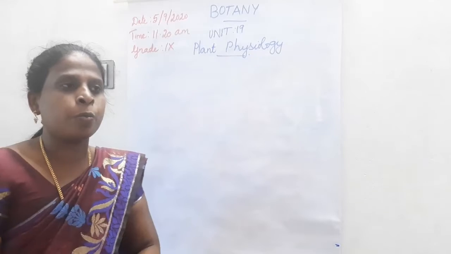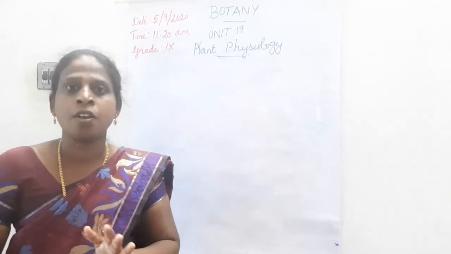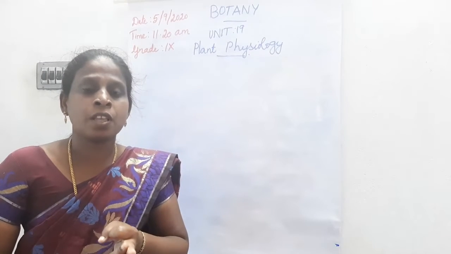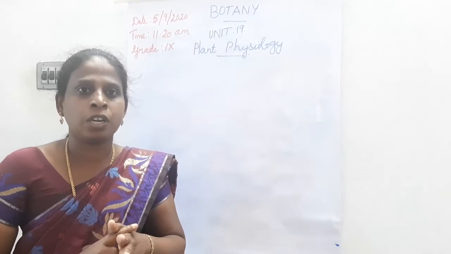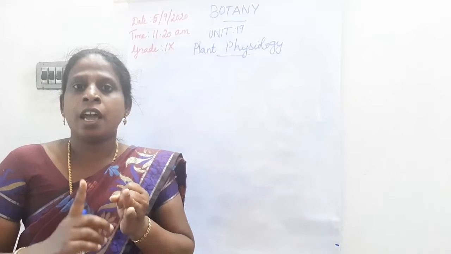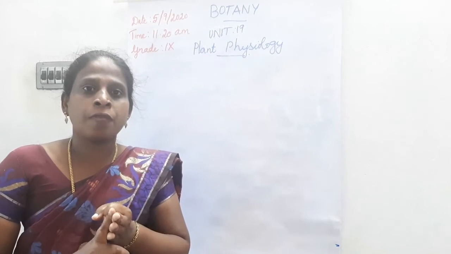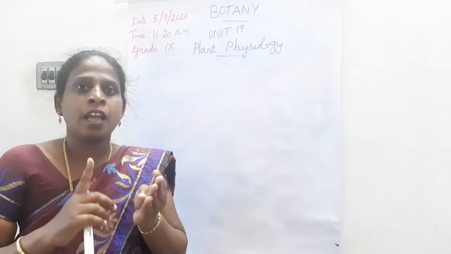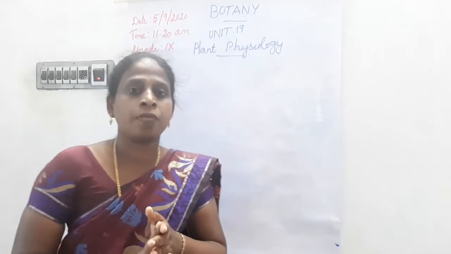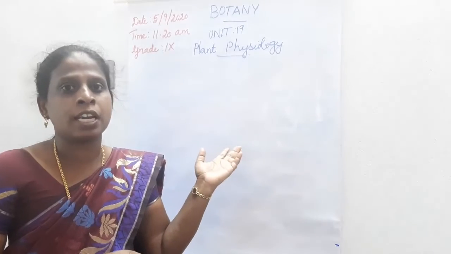Based on the stimulus, trophic movement can be classified into 5 types: phototropism, geotropism, hydrotropism, chemotropism and thigmotropism. In phototropism, the stimulus is light; in geotropism, the stimulus is gravity; in hydrotropism, the stimulus is water; in chemotropism, the stimulus is a chemical; and in thigmotropism, the stimulus is touch. You learned that in the last classes.